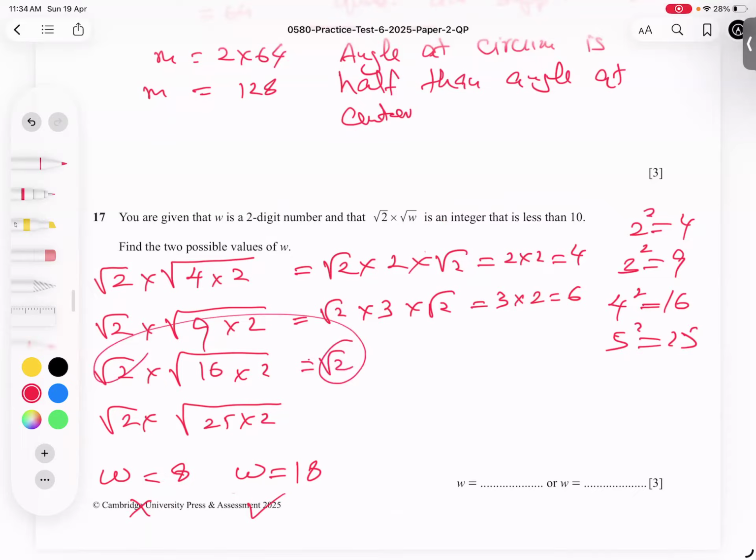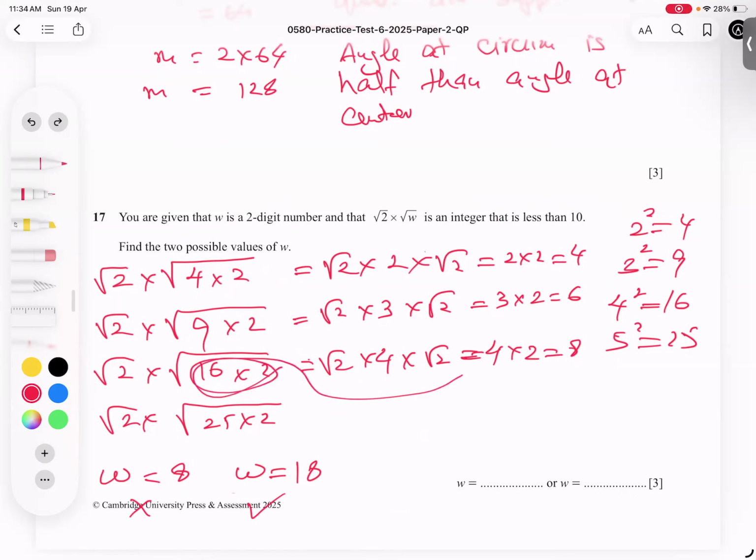Root 2 comes from here. Root 16 will give us 4 and root 2 as it is. So 4 as it is, root 2 gives you 2, and 4 twos are 8. And 8 is less than 10, agreed. And what is inside this one? 16 times 2 gives 32, which is a two-digit number. So I got W equal to 32. So I think we can take it.